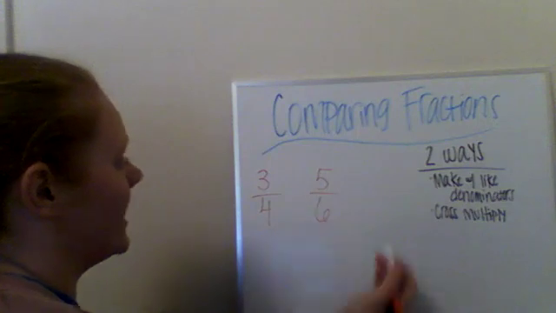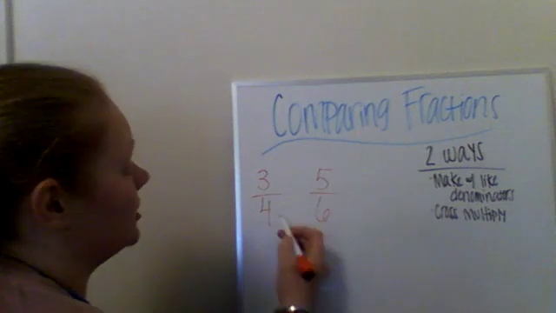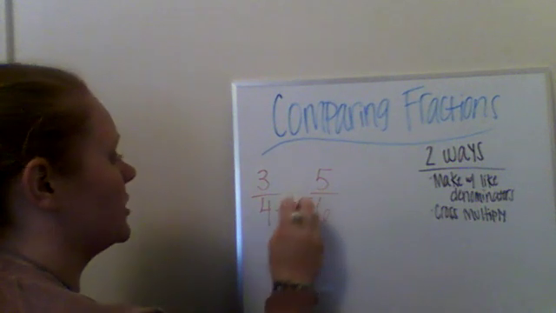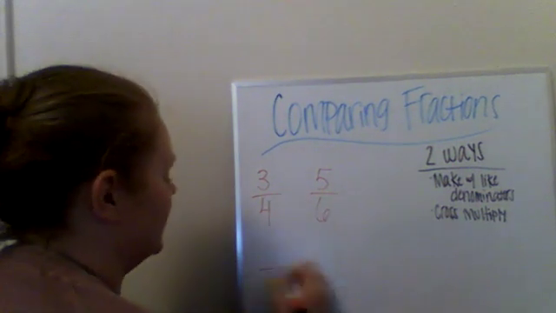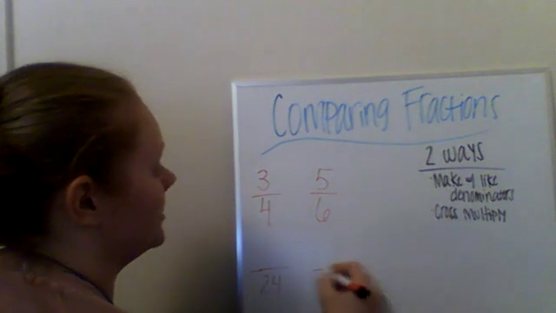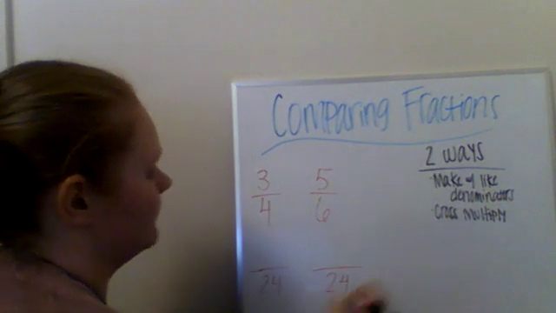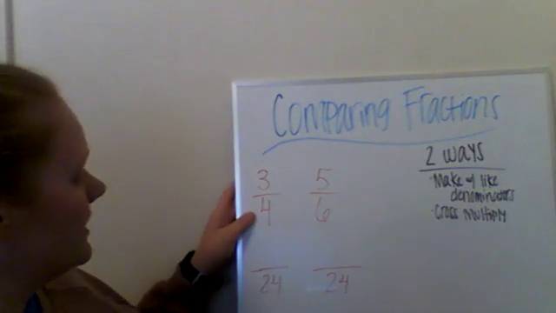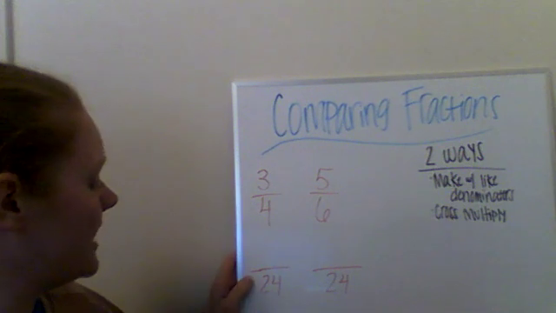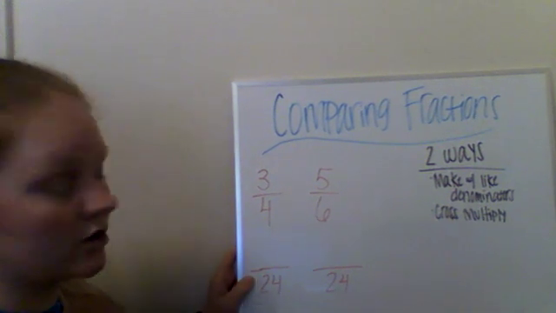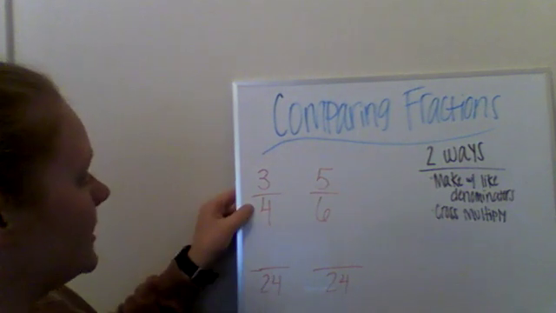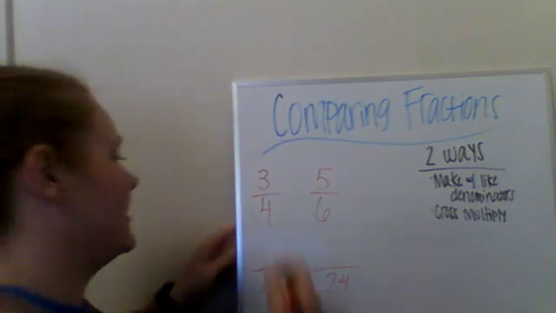The way I got the multiple that I'm going to use is I just multiplied these together. 4 times 6 is 24. So we're going to look at both of these fractions dealing with pieces of 24, the fractions of 24ths. When I look at 3/4 and I need to make this into a fraction that has 24 in the denominator, I know 24 is going to be 6 times greater than 4.